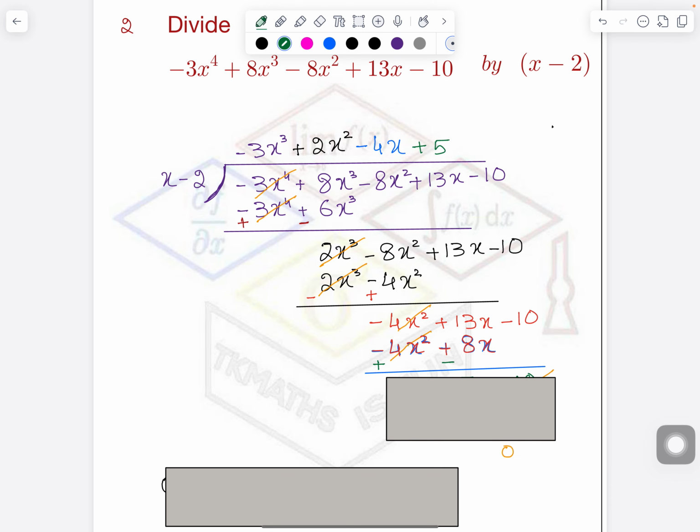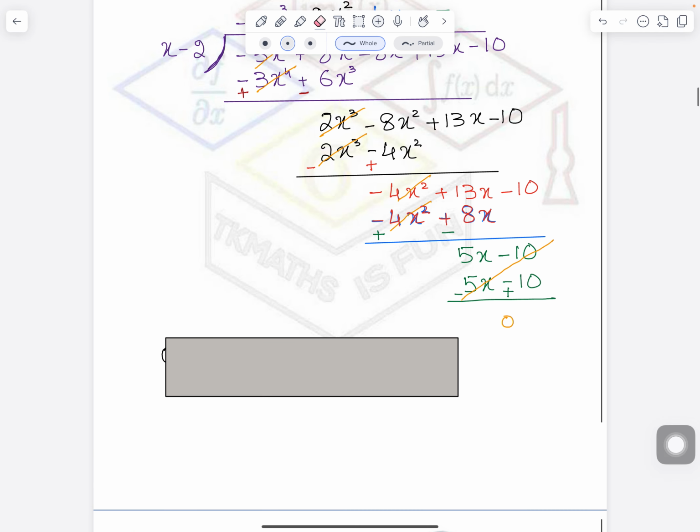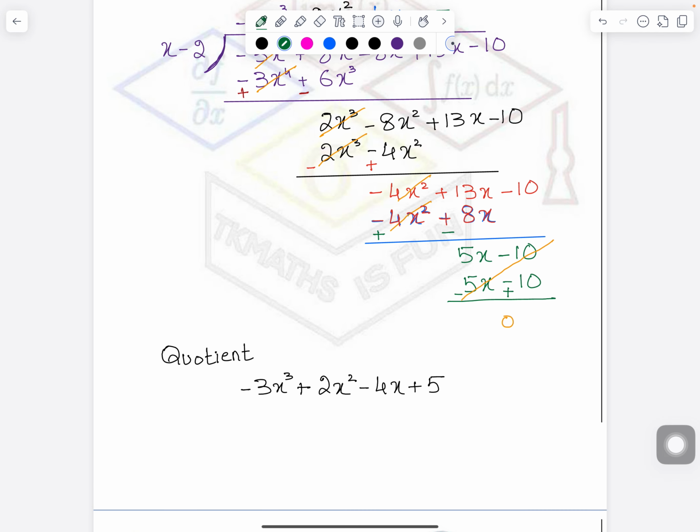I have used different colors to make it more prominent. If anything is not clear, you can write in the comment and inquire about it. I'll explain. So once remainder is 0, I got the answer. Quotient is a factor, divisor is a factor. So my answer is the quotient. Okay, in long division, this is what happens. The main purpose here is to learn how to do long division of the polynomial.